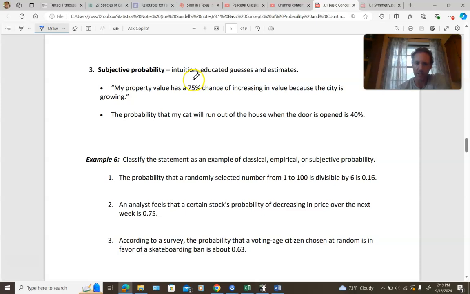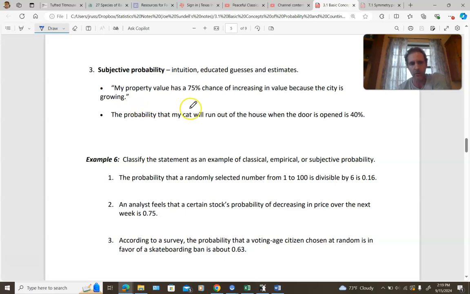My property value has a 75% chance of increasing in value because the city is growing. So this figure is, in a sense, just made up. It's not really based on anything other than a person's intuition.